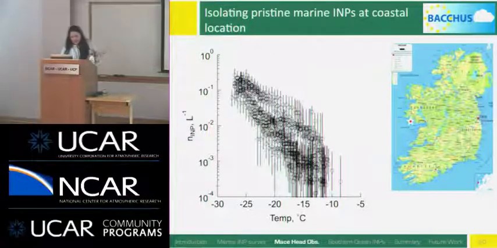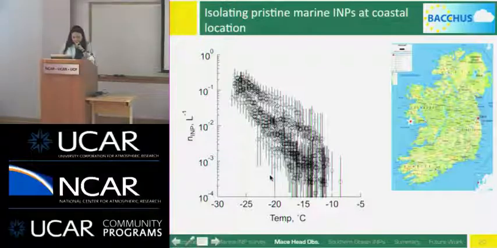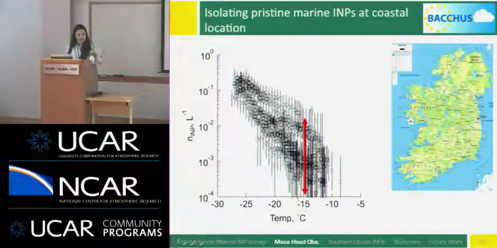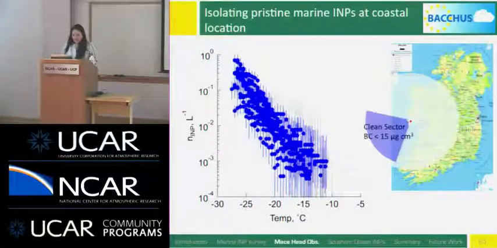So this is showing again this temperature spectrum, and this is all the data collected during that study. However, as I mentioned, in coastal areas it's pretty difficult to isolate the marine signal from the terrestrial signal, because the ion sources are so much different. So this facility has a clean sector sampler, which we used, where it isolates sampling to this wind direction range, and black carbon concentrations lower than 15 micrograms per cubic centimeter. So it's really, really clean air.